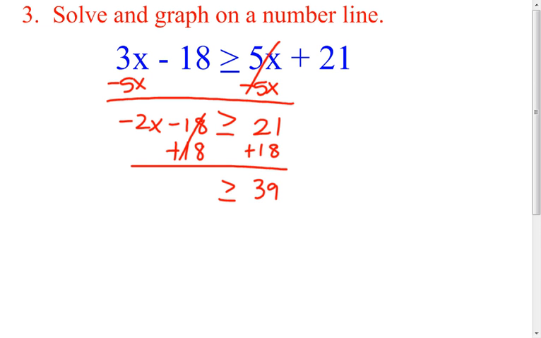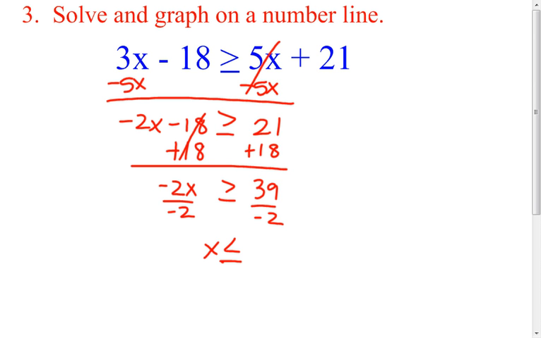Do not need to switch the direction of the inequality again. Divide by negative 2. Ooh, did I do that right? Nope, I did not. So make sure you catch yourself too. I divided by a negative, and because I divided by a negative, I need to switch the direction of the inequality sign. So my inequality sign needs to be pointed to the left now instead of to the right.